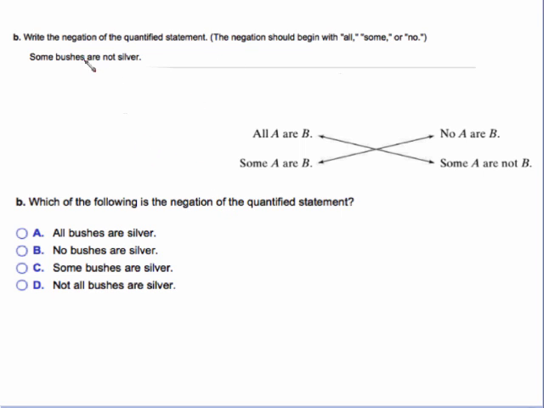Multiple choice. We've already seen this statement a minute ago, but now I'm asking you to do the negation of it. So some bushes are not silver. The bushes are my A. The silver is my B. Look over here and see which is your some A are not B. Some A are not B. Go up the diagonal, and it would be all A are B, which is all bushes are silver. And that's A.